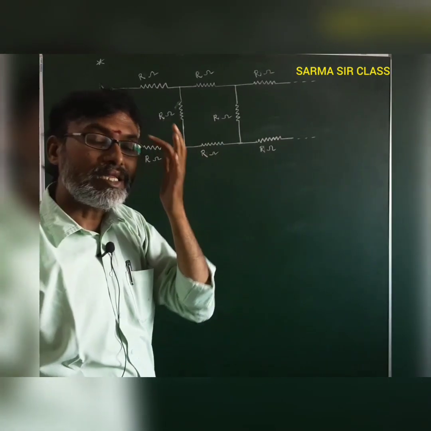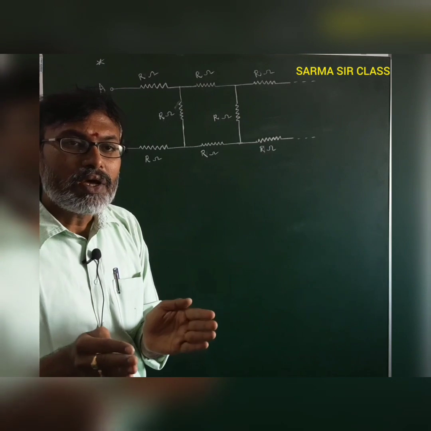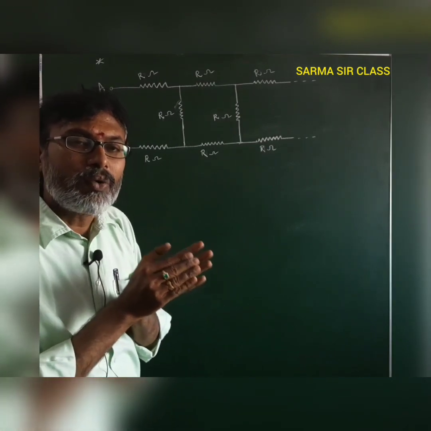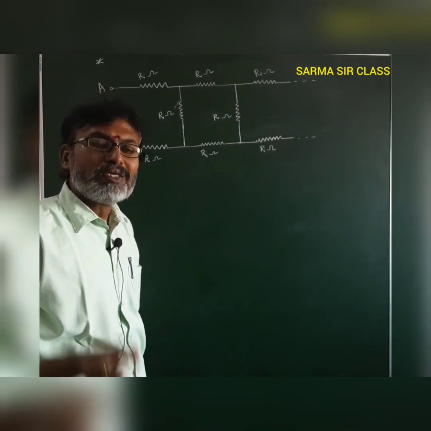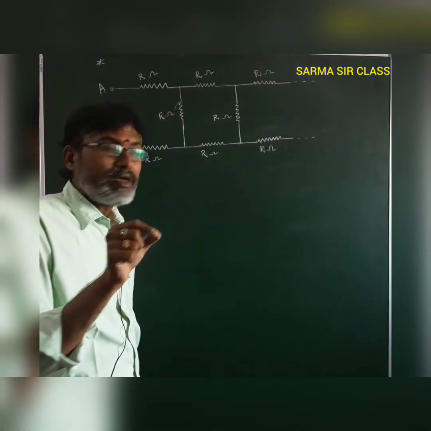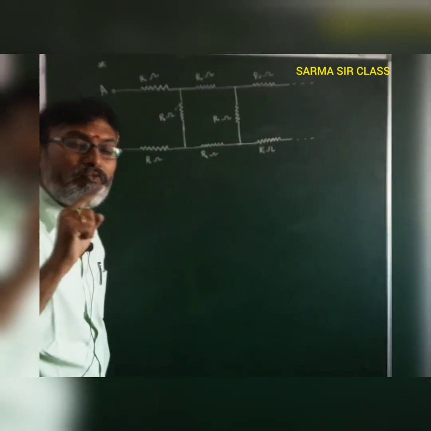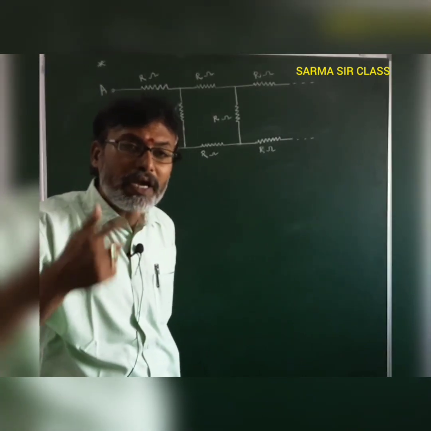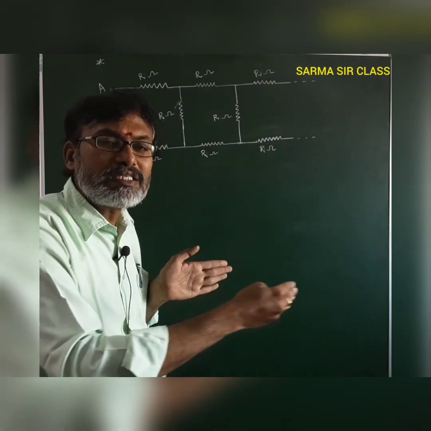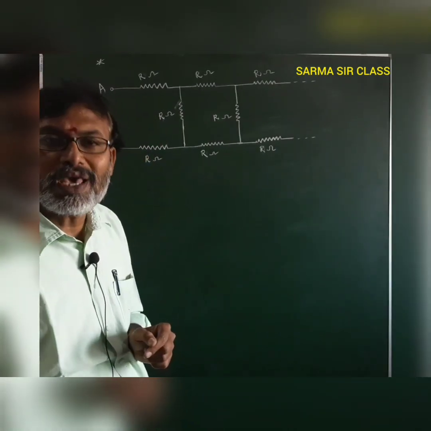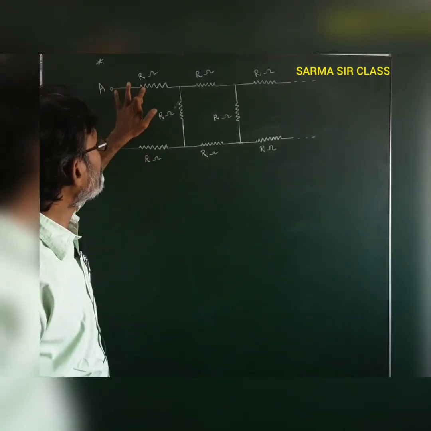Why? What is the need? To simplify the circuit, the entire infinite circuit we are taking as two parts. What is the first part? Initially, whatever circuit is present, that is the first part. From where the circuit is repeatedly present, from there we consider the second part of the circuit. Now see, this is the first part of the circuit.